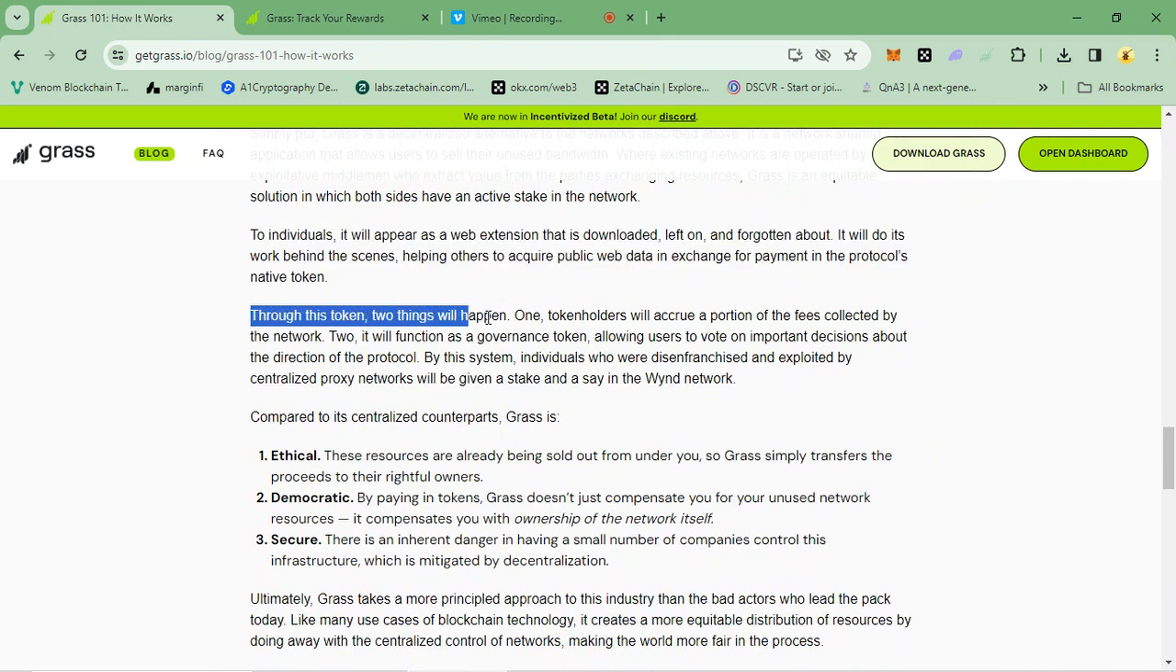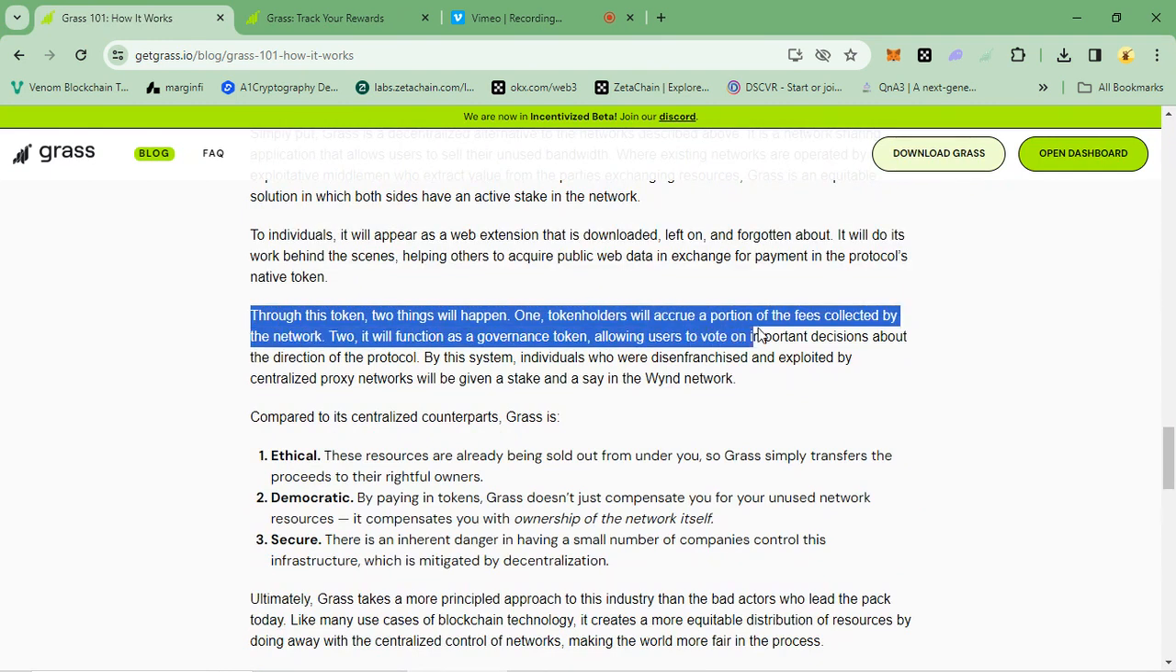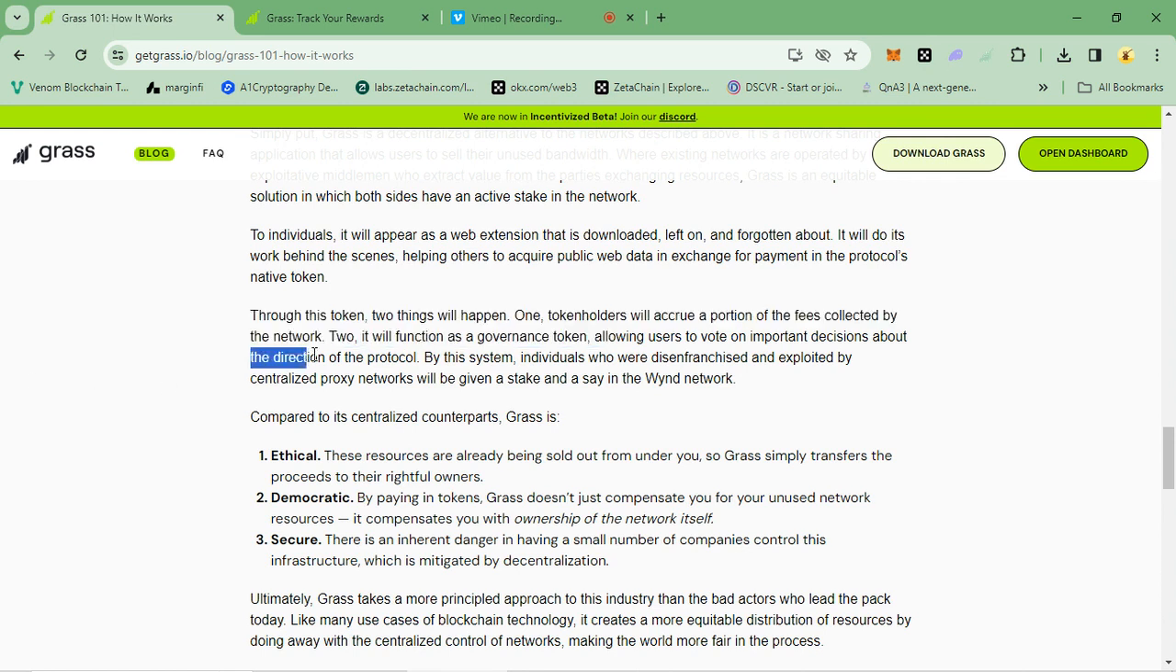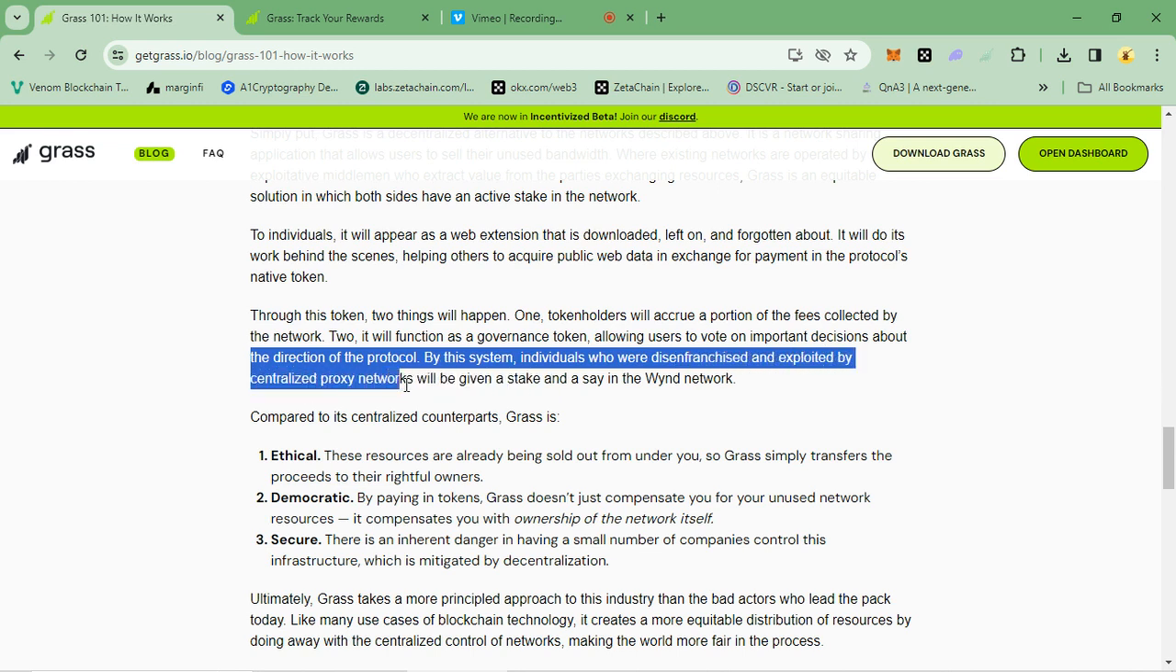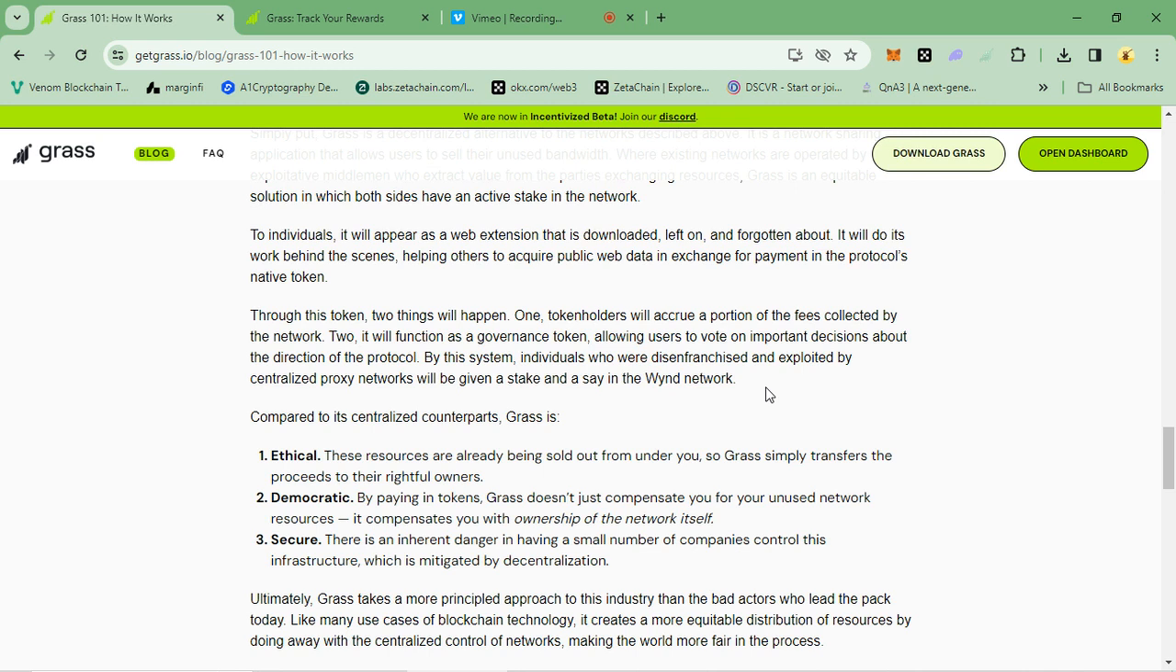Through this token, two things will happen. One, token holders will acquire a portion of the fees collected by the network. Two, it will function as a governance token, allowing users to vote on important decisions about the direction of the protocol. By this system, individuals who are disenfranchised and exploited by centralized proxy networks will be given a stake and a say in the network, meaning this is a project for the people. It is meant for the people and controlled by the people.